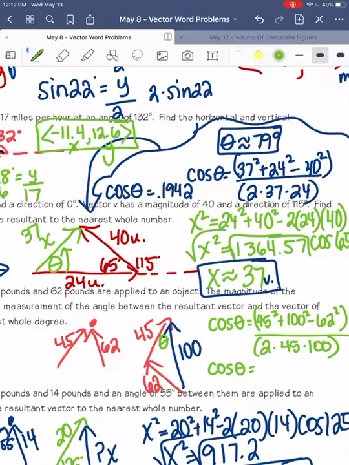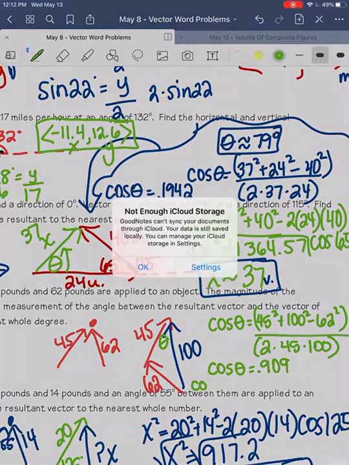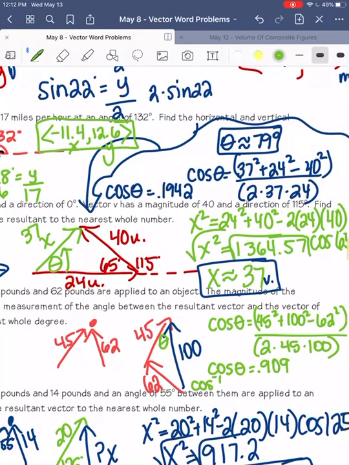So 45 squared, and then divide, and you get 0.909. And then we do second cosine, or the inverse cosine of that number, and then we get our answer. So second cosine, second negative, and we get approximately 24.6 degrees. Okay, so there's your answer.